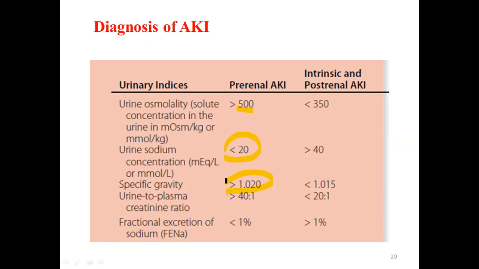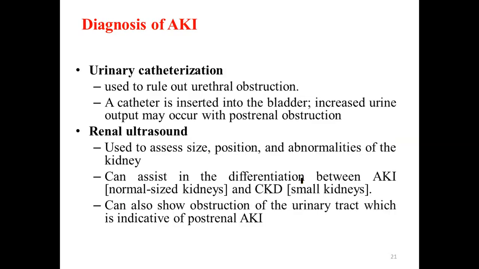But in the case of intrinsic and postrenal AKI, the specific gravity is usually less than 1. So those are some of the most important information you need to know. Then sometimes they even need to do urinary catheterization. This is used to rule out any urethral obstruction. So that is one mechanism.